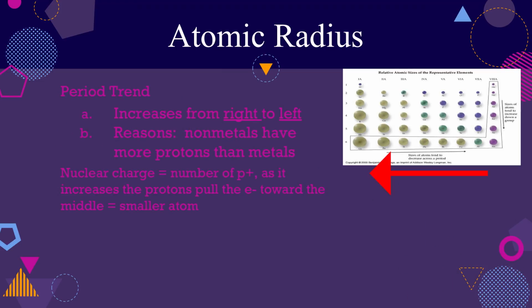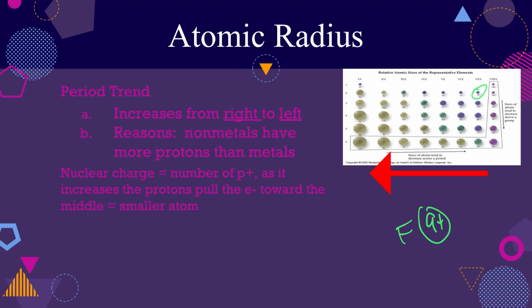The period trend, or going left to right or right to left across the periodic table, is that the atomic radius increases from right to left. The reason is nonmetals have more protons than metals. So the more protons, if we look at fluorine, it has 9 protons and 9 total electrons. These 9 protons have a positive charge.